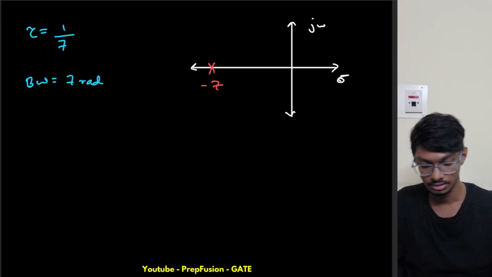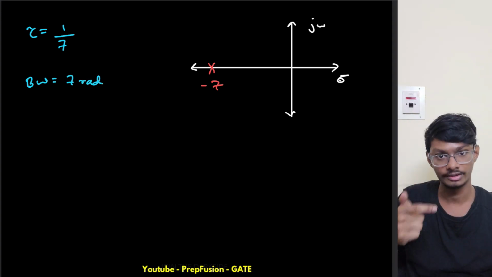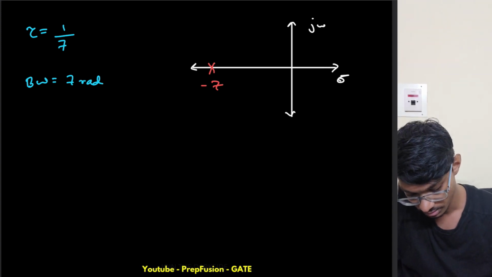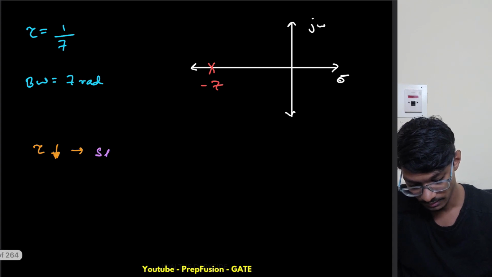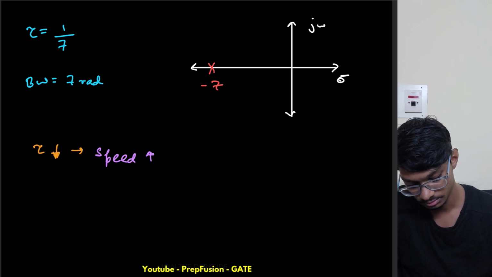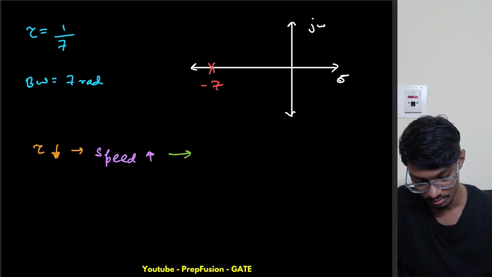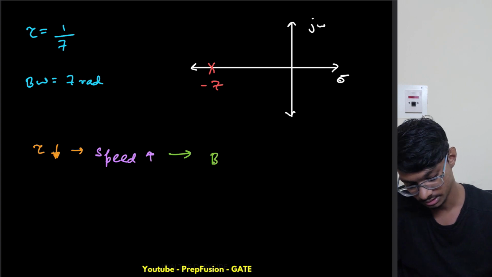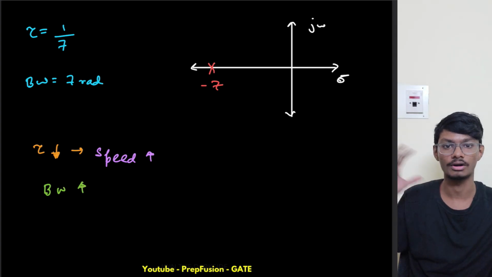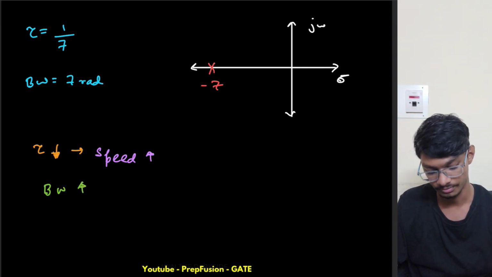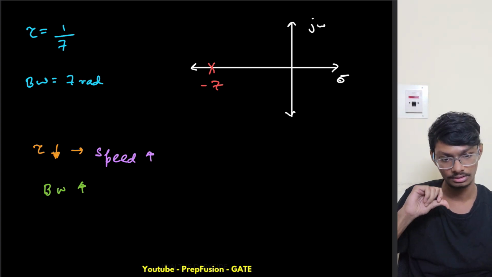So what happens? The time constant reduces. Tau reduces, speed increases, and the bandwidth also increases, which is good. Now it will pass a broader range of signals. Okay, so all these things happen for a closed loop.